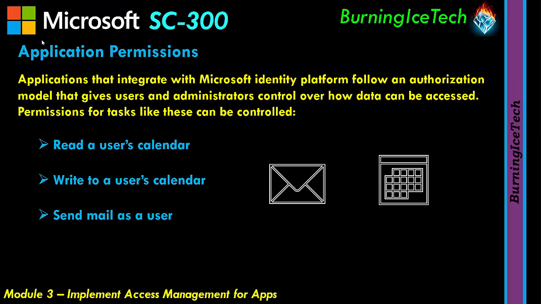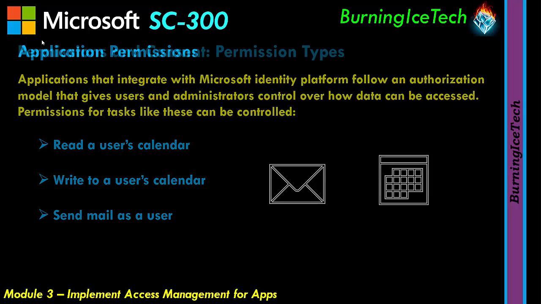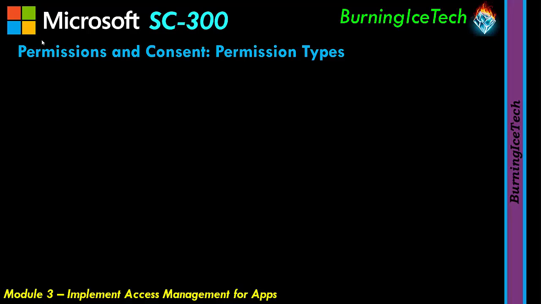And then, guys, the last topic in this module. Yes, we finally made it to the end. Permissions and consent. Basically, I'm just going to mention the different kinds of permission types you get. The first of which is delegated permissions. That's when you basically pass on permissions to someone else.